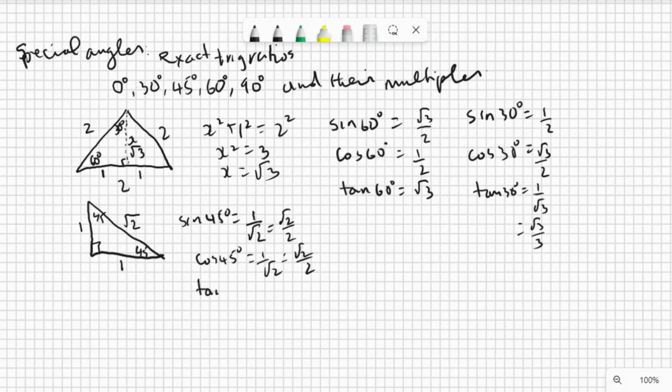Tan 45 is opposite over adjacent, which is 1 over 1, which is 1. So we have 45, 30, 60, 0 degrees and 90. You can use it in your calculator. Sine 0 degrees is 0. Its complementary is 90, so cosine 90 must be 0. So cosine of 0 is 1. Sine of 90 degrees is 1. Cosine of 90 degrees is 0.